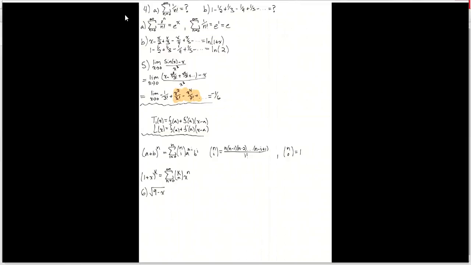Okay, so we have the square root of 9 minus x. Well, let's kind of rewrite this. If I factor out a 3 here, I'm going to get the square root of 1 plus minus x over 9. And this helps us because now we've got it in the form with this 1 plus x, this quantity x, raised to some k power. Well, in this case, k is 1/2.